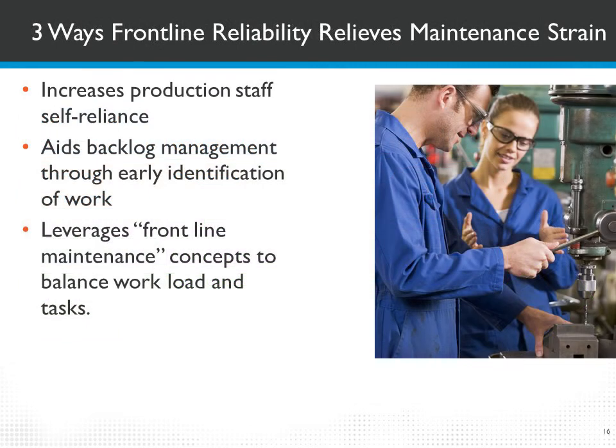So here are three ways reliability relieves maintenance strains. Obviously, it increases production staff reliance, it aids in backlog management through early identification, and it leverages frontline maintenance concepts to balance workload and tasks.